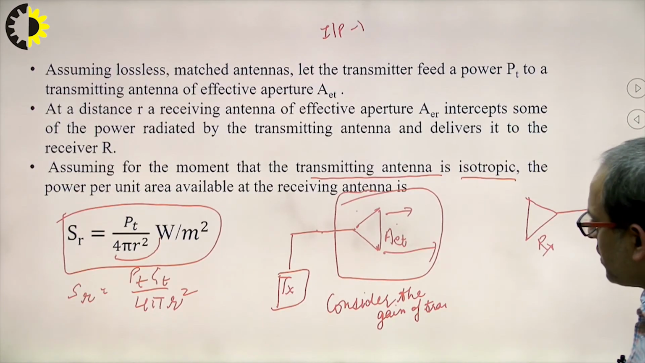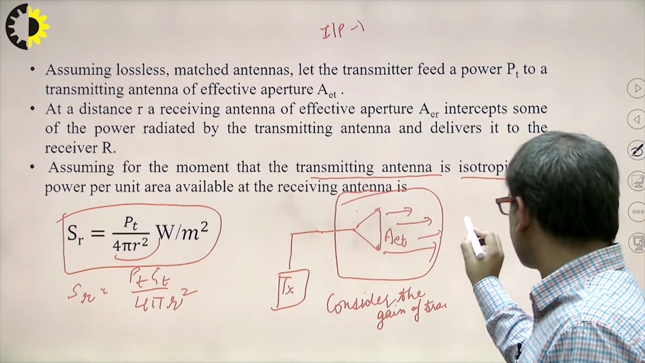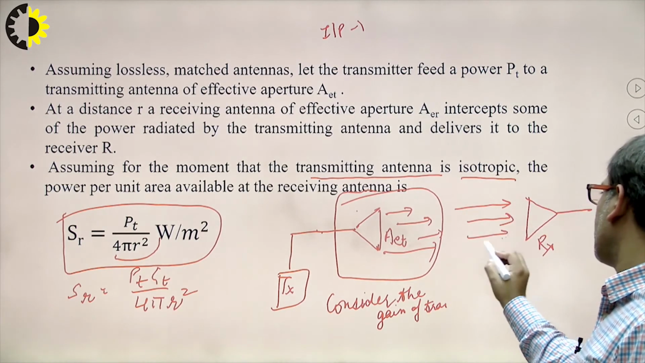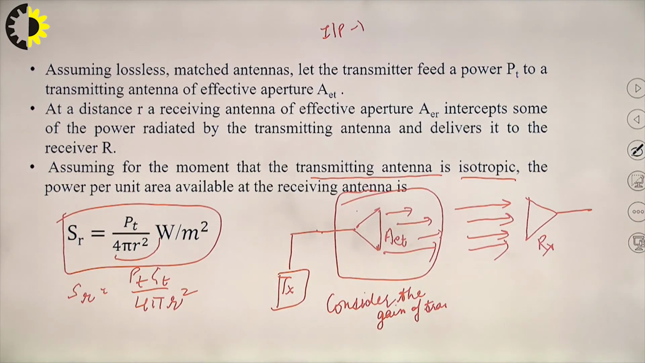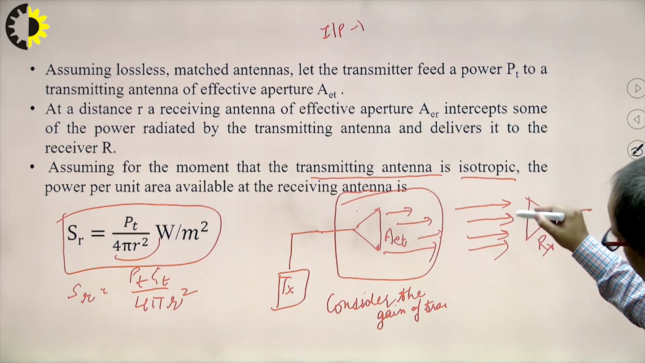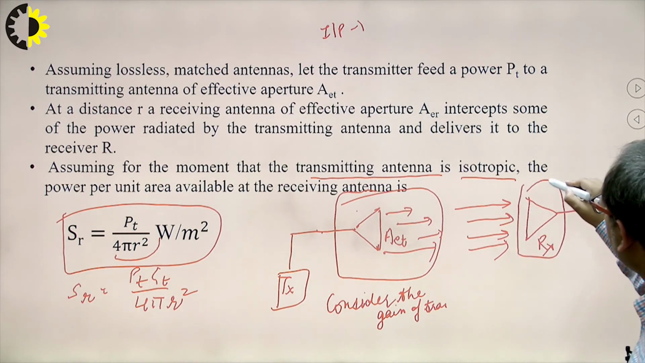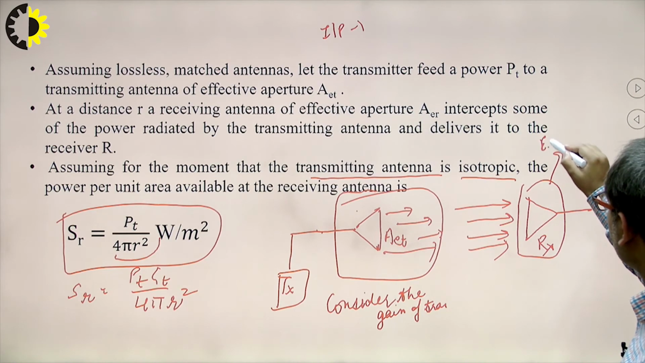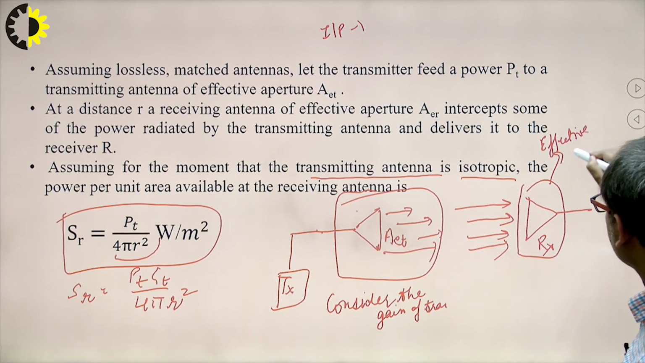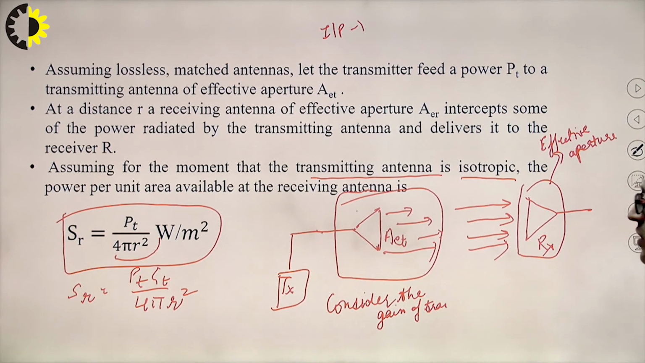Now this whole of the power is collected by this receiving antenna. Clear? Then the power which is received by this antenna will also depend on the effective aperture area of the receiver, through which the power is entering into the receiving antenna. Clear?